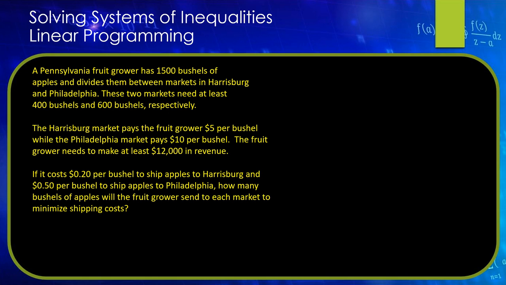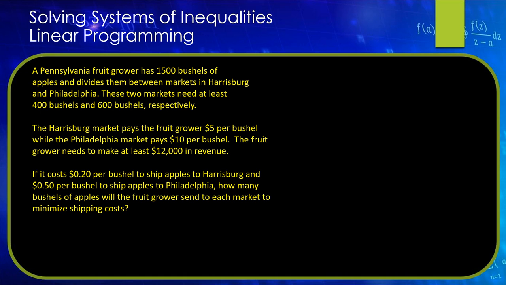These two markets need at least 400 bushels and 600 bushels, respectively. And again, when you see that kind of description, that respectively means that since it's mentioning 400 bushels and 600 bushels in that order, and the previous sentence mentioned Harrisburg and Philadelphia in that order, then essentially 400 bushels are going to Harrisburg at least, and 600 are needed at least in Philadelphia.